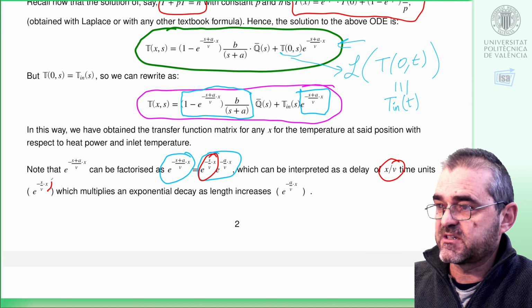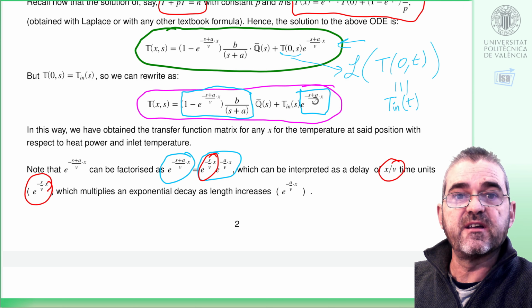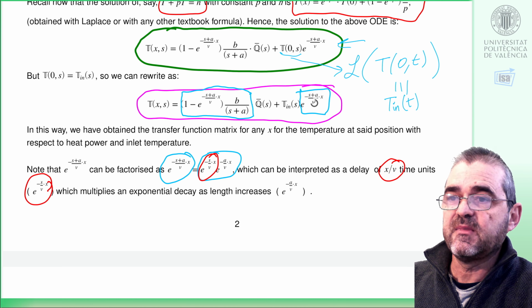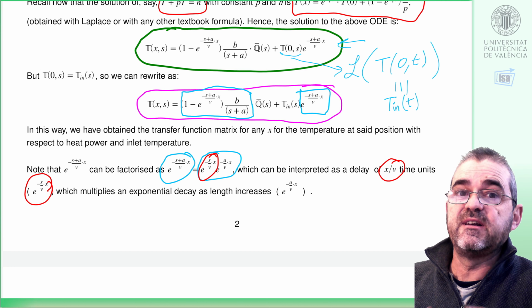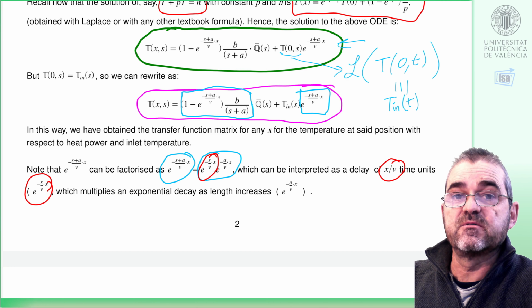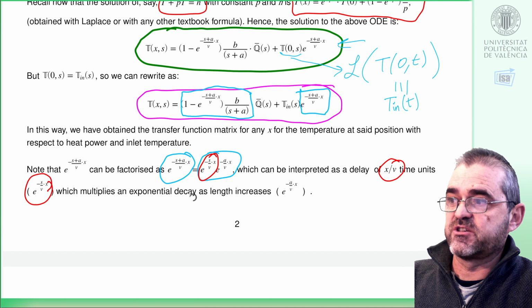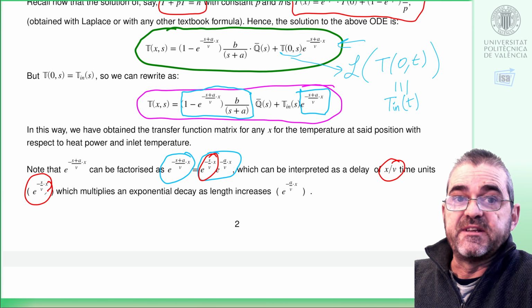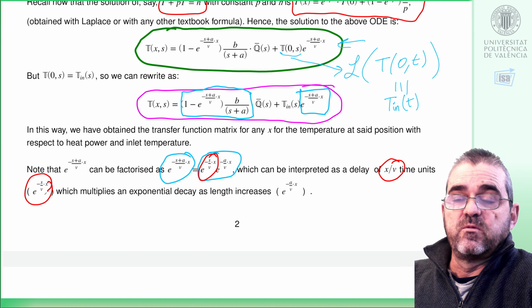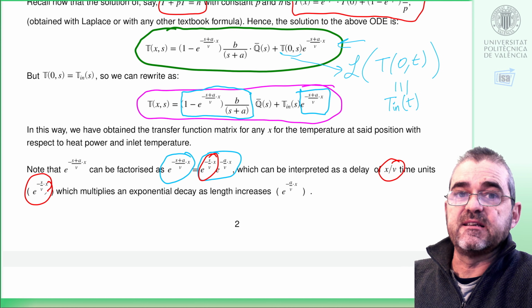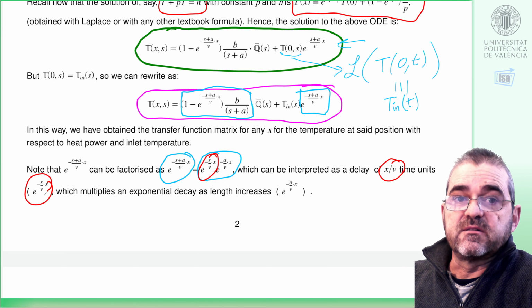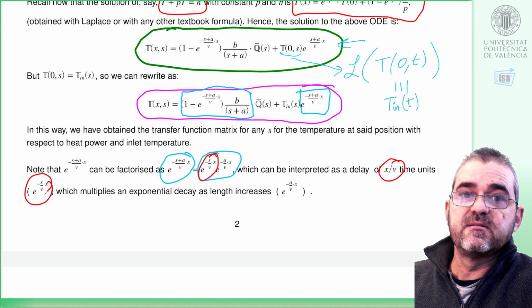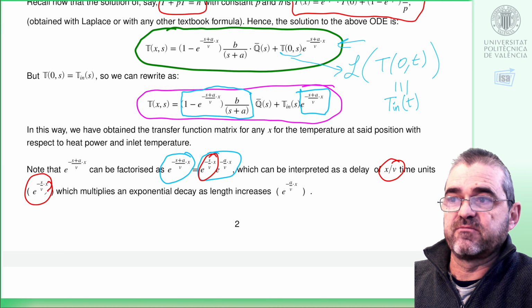In general, this is a delay saying that the effects of the input temperature will be felt at position x with a delay that is proportional to the length of the pipe that the fluid has to cover to reach that position. This is, of course, coincident with what intuition would expect about the transport delay. The further away we are from the left side, the longer it will take for hotter or colder inlet temperature to be felt by a sensor at that position.